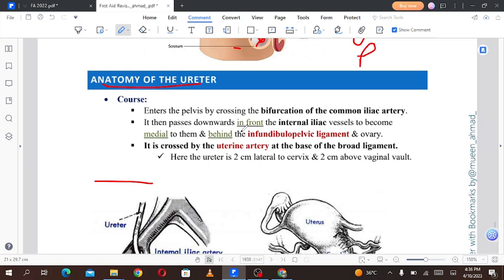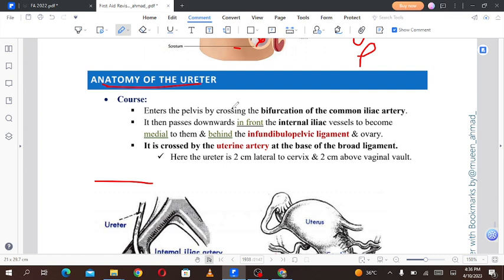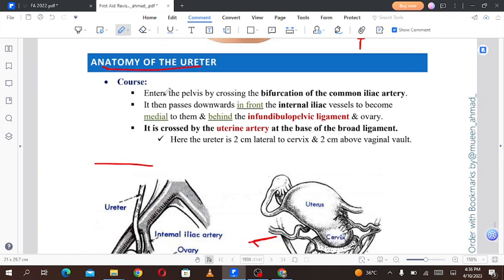Bismillahirrahmanirrahim. Now we will start session 6 of our reproductive unit, and here we are talking about the anatomy of the ureter. So, the course: it enters the pelvis.